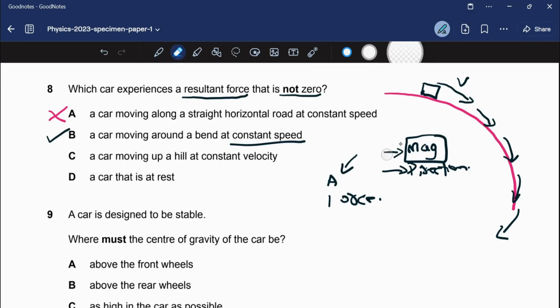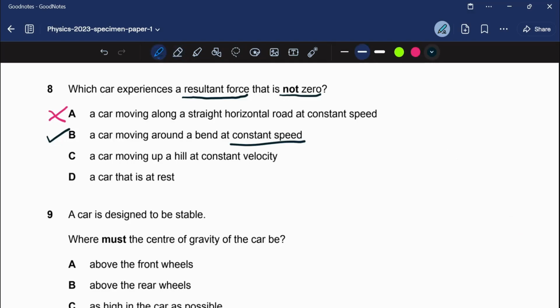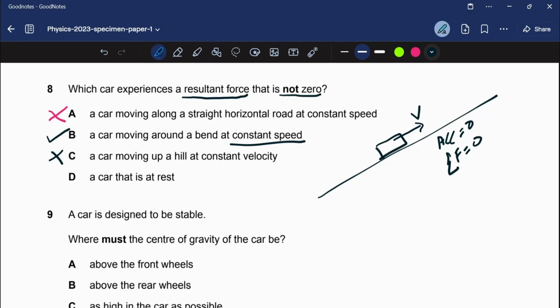The next case is a car moving up a hill at constant velocity. So we have a hill and a car moving with a constant velocity v. Again, the velocity is constant, which means there is no acceleration, and the car is moving in a straight line, which means there is no change in direction as well. So acceleration is zero, hence the resultant force is zero. So this could not be an option for us.